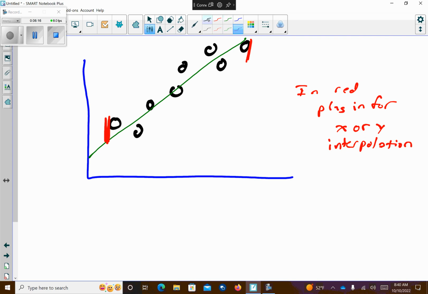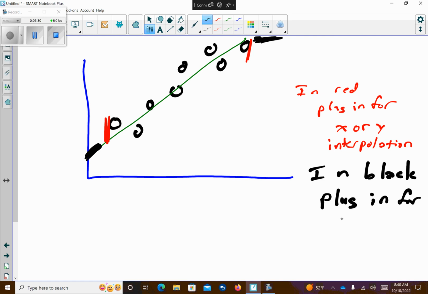If I go outside here or way outside up here in black, if you plug in for X or Y, it's called extrapolation.